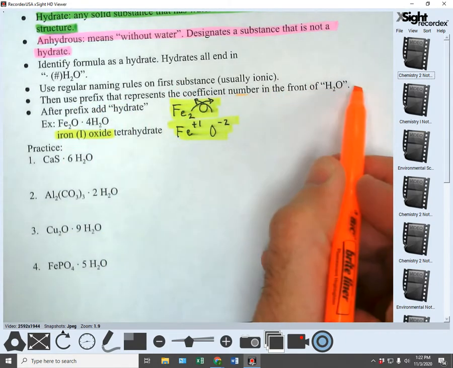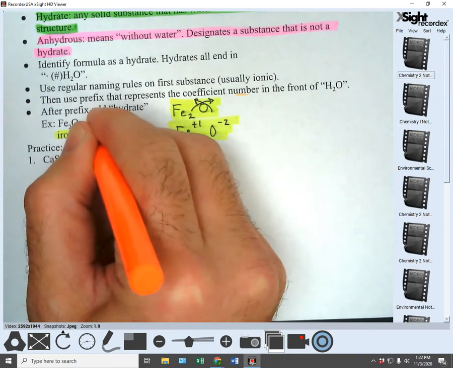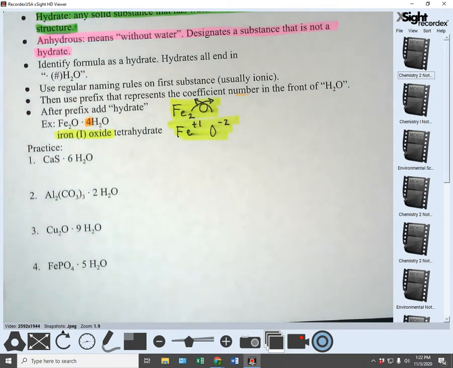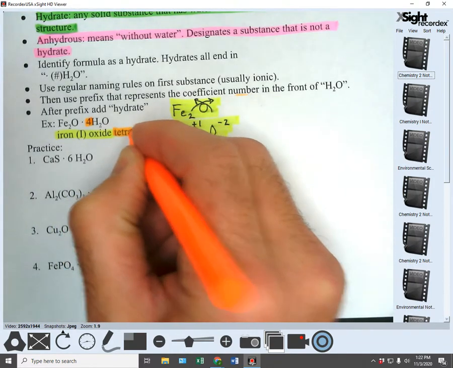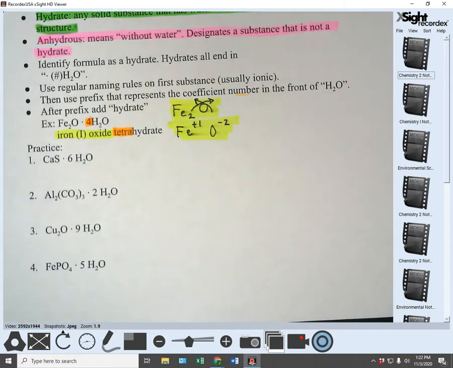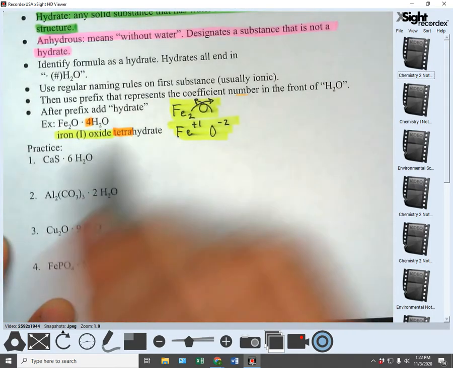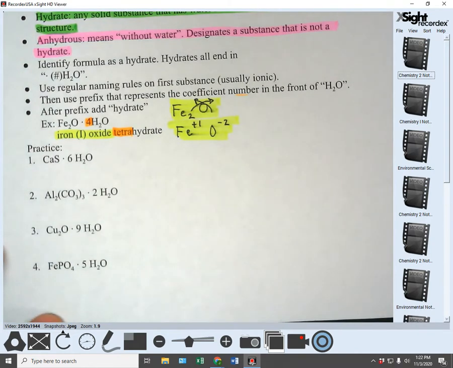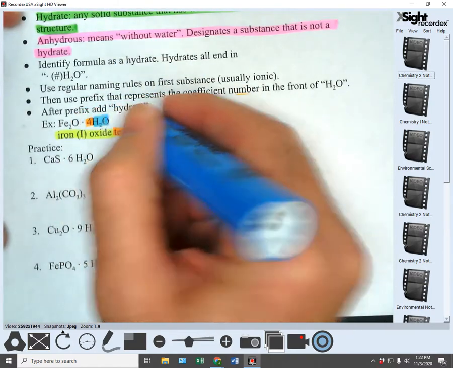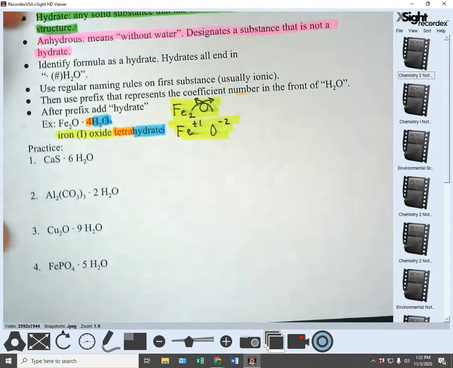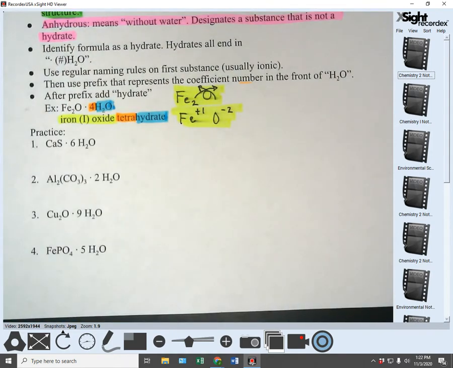Coefficient number in front of the H2O. So the coefficient number in front of the H2O here is a 4. Okay, we use our prefix for 4, which is tetra. That comes from there. And then you just add hydrate after the prefix. The hydrate represents the water part. The H2O is represented by the hydrate. Okay, let's practice a few, see how we do.